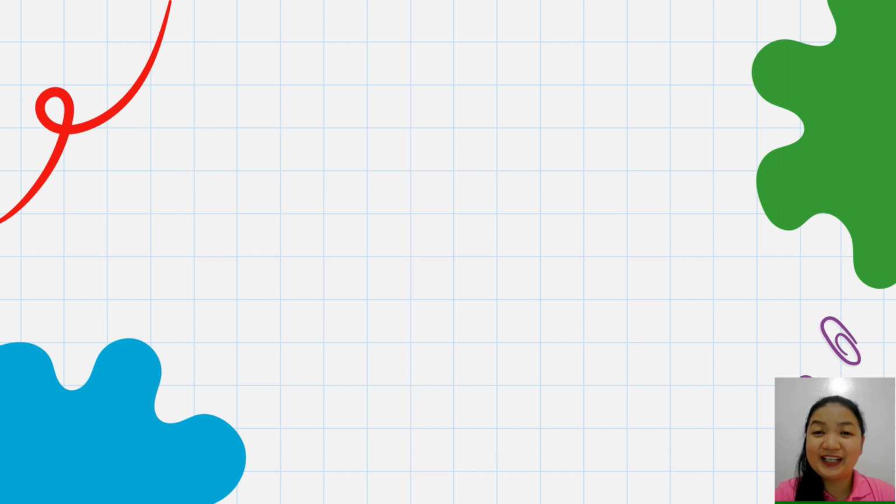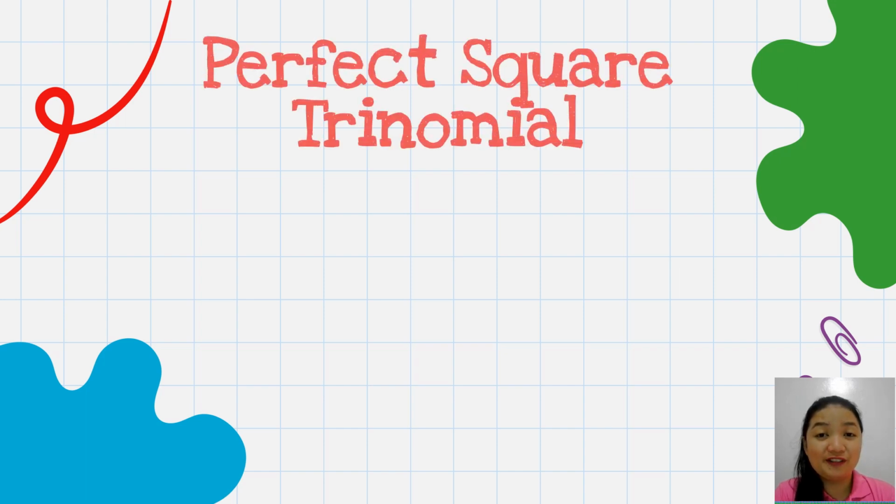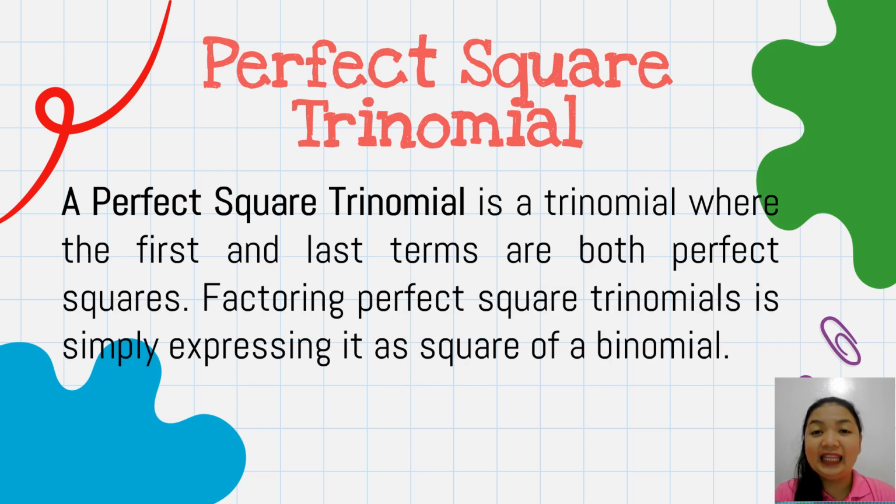I guess you are now ready with a discussion of perfect square trinomial. A trinomial is a polynomial with 3 terms, while the perfect square trinomial is a trinomial wherein the first and the last term are perfect squares. It is actually a product whenever we multiply a binomial by itself or we square a binomial. There are two types of perfect square trinomial. In the first one, the middle term is positive, while in the other one it is negative.